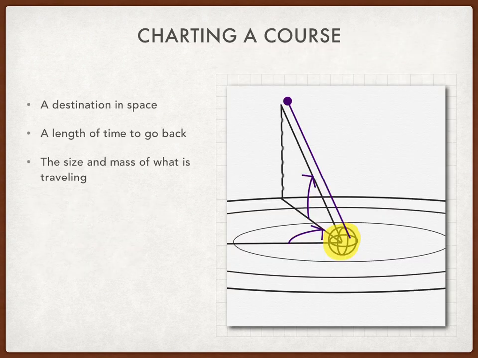So to do this, we need to have a course. We need to know how far we want to go back, and we need to know basically what is the thing that we're sending through so that the time-space manifold can create the right vortex, point it in the right place at the right time, big enough for the traveler to go through.